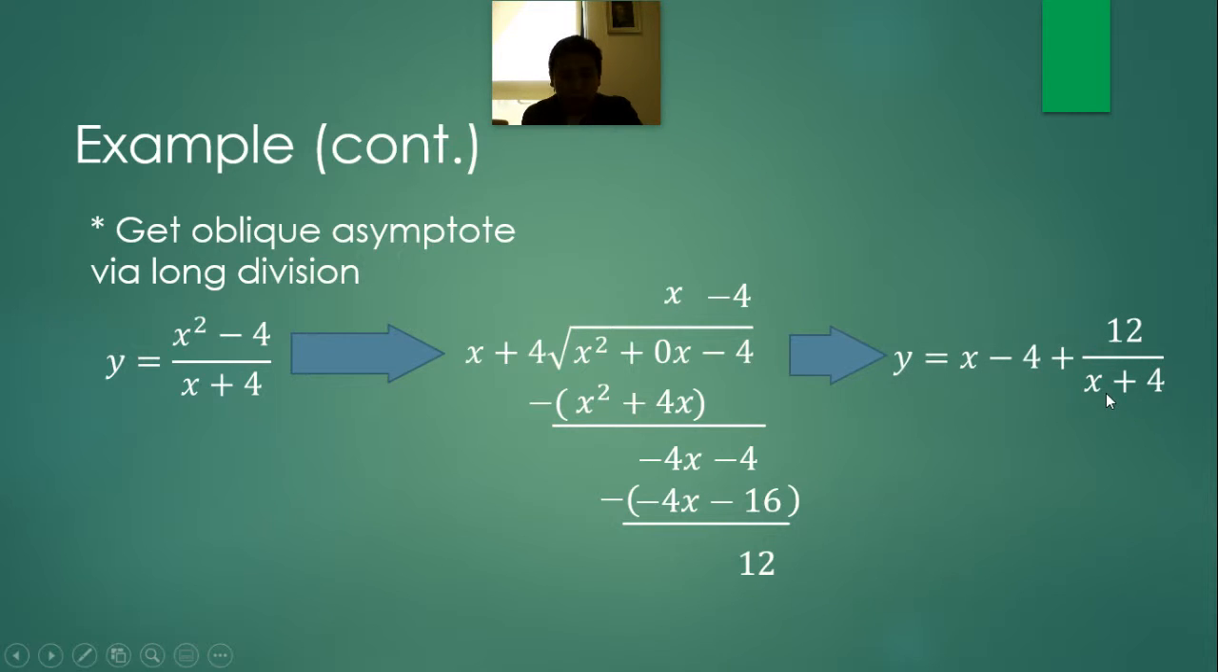12 over x plus 4, with x minus 4. We have x minus 4 as the oblique asymptote. So we just have to make sure we know how to graph x minus 4.